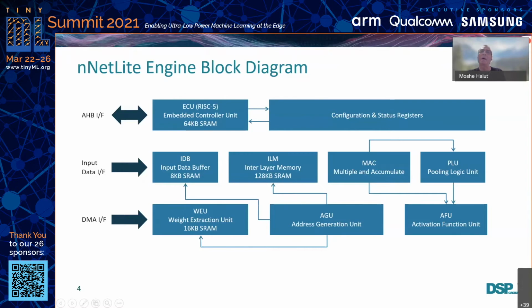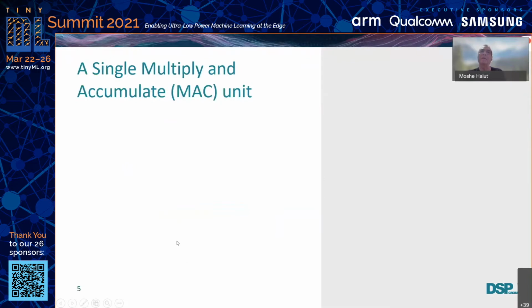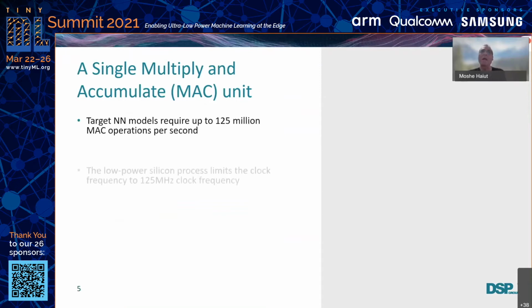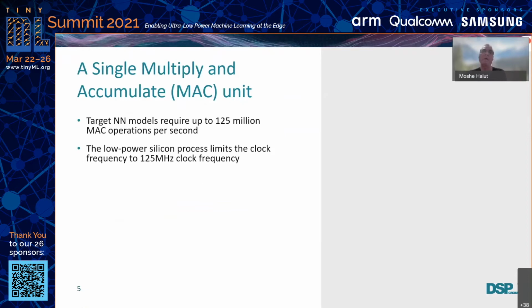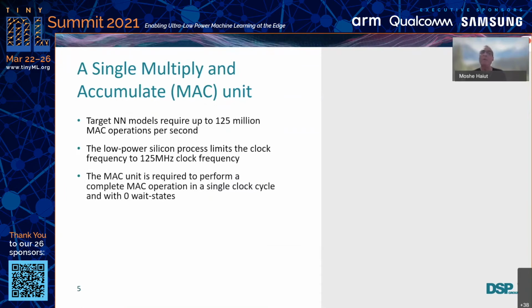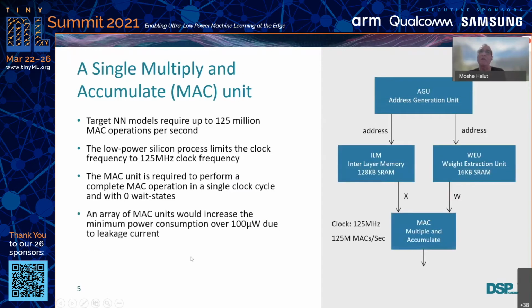Let's go now to see the MAC unit. As I said before, it's a single unit. And why a single unit? Because all our target neural network models require no more than 125 million MAC operations per second. And the clock itself is also limited to 125 megahertz. So if we require that there will not be any wait states, any wait cycles, then we are all set. We don't need more than a single MAC, and this reduces the leakage current to a minimum.